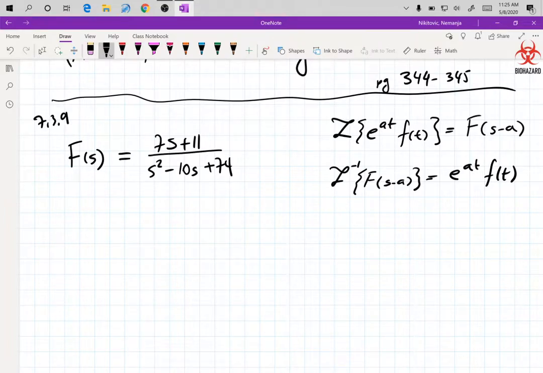The first order of business is to factor the denominator, and what I'm actually going to do here is completing the square on the denominator right away, because chances are that I'm not going to find the factors of 74 that add to 10 and so on. So I'm just going to do a quick completing the square and see what the translation is.